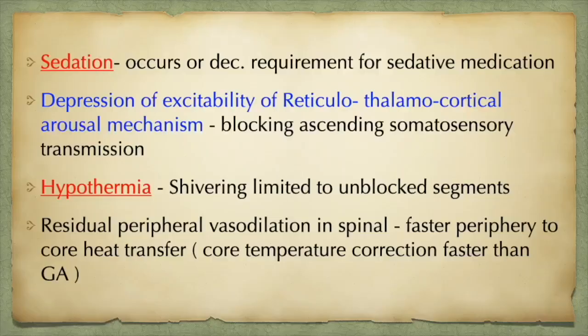Hypothermia in spinal anesthesia is there because shivering is limited only to the unblocked segments, which is a compensatory phenomenon. When the block is very high, we have only limited unblocked segments left to compensate in the form of rigors. There is some amount of residual peripheral vasodilatation in spinal, and faster periphery-to-core heat transfer is expected, but core temperature correction is faster than in general anesthesia.